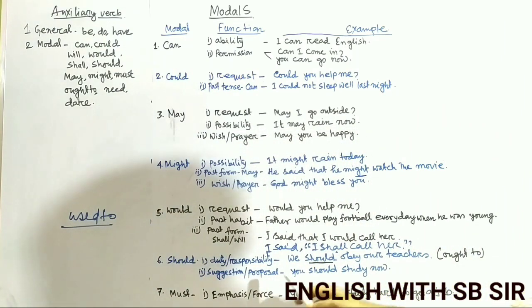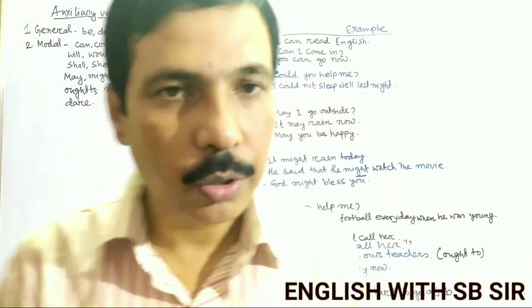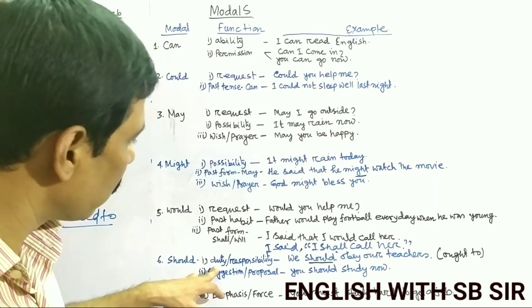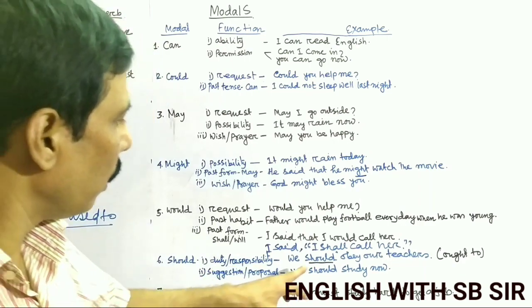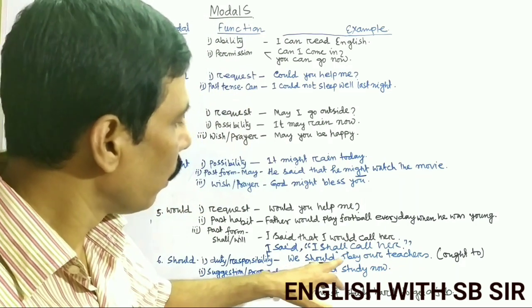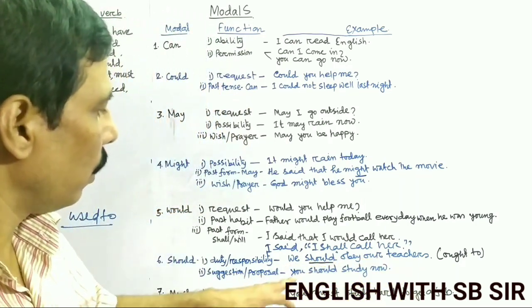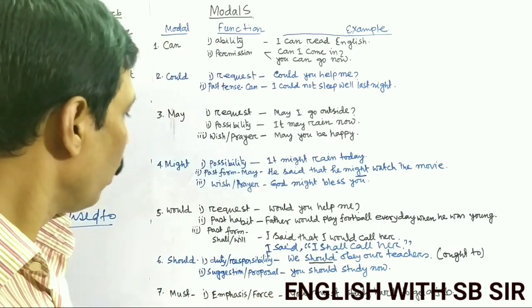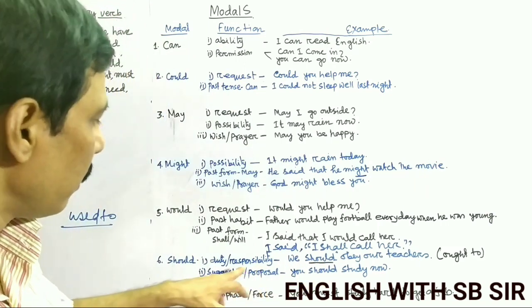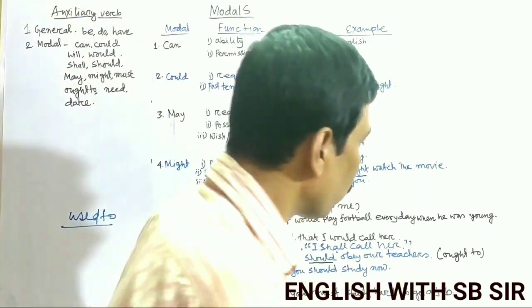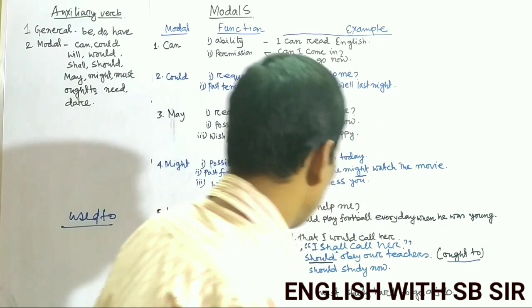So here you can also use ought to, and should and ought to both express duty or responsibility. If you write here, we ought to obey our teachers, we ought to obey the traffic rules, we ought to save the earth, these are all equal. So should here expresses duty or responsibility. It is also expressed by ought to. It is also a modal verb, ought to.